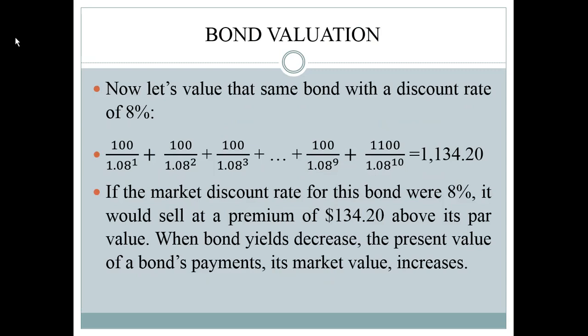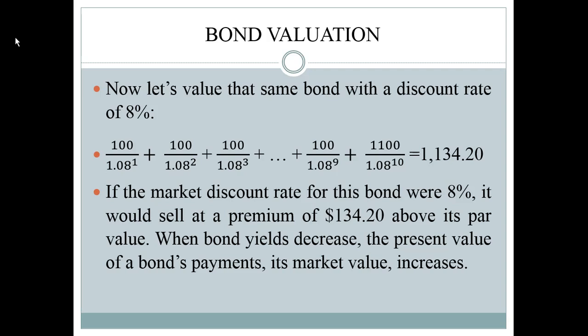So let's assume this for the same bond. Previously we had said the discount rate was 10%. Now we're going to assume a discount rate of 8%. We will do the same. We will discount all the cash flows from year 1 up to year 10, but now we're discounting with 8%. If you calculate that, you will find that the value of the bond is $1,134.20. Okay, so if the market discount rate for this bond were 8%, it would sell at a premium.